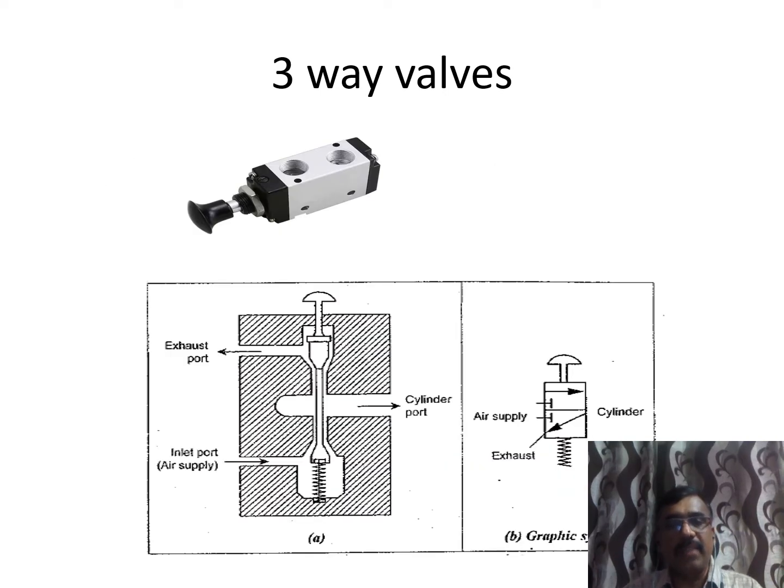In the three-way valves, there is only one outlet. You have an inlet port which sends air to the cylinder actuators or some other parts. Suppose you don't want that, then the inlet port will be closed and the exhaust port will be open. Thereby whatever air is coming goes only to the exhaust port and the flow is stopped. This is the ANSI symbol for the three-way valves.